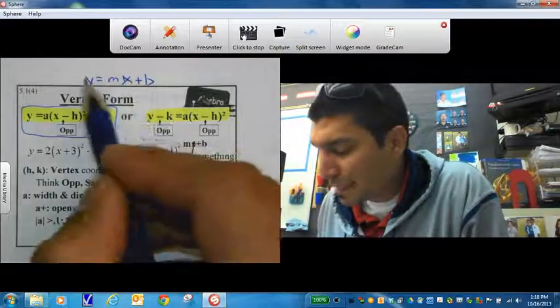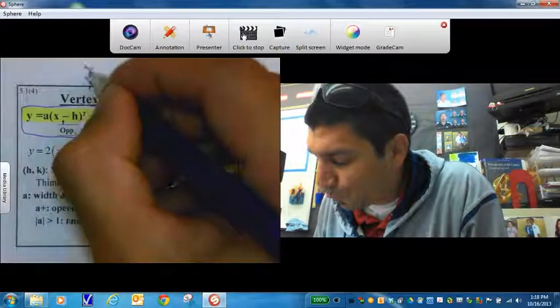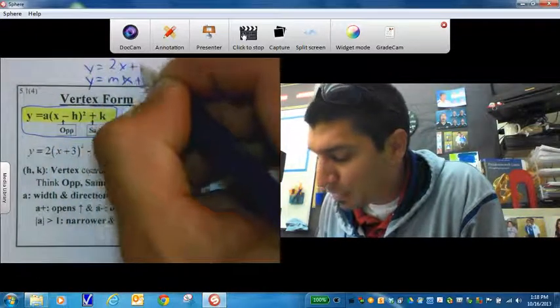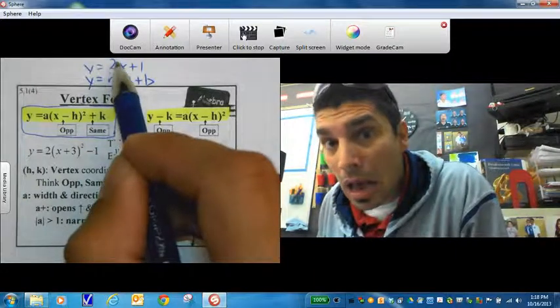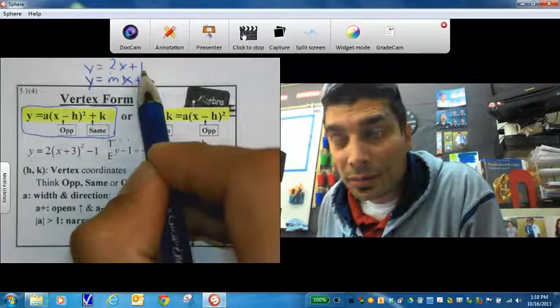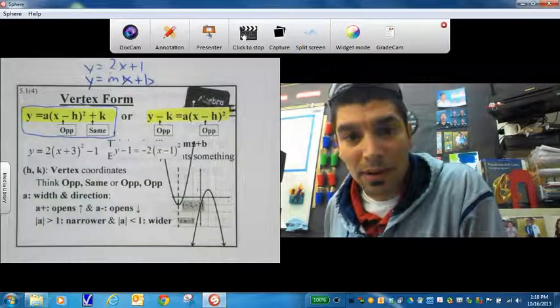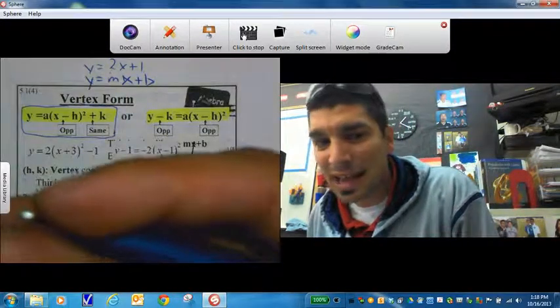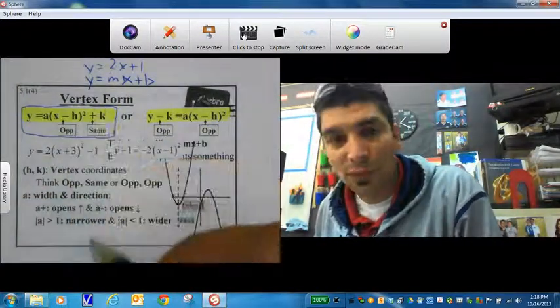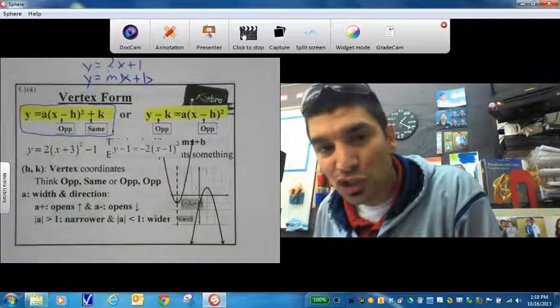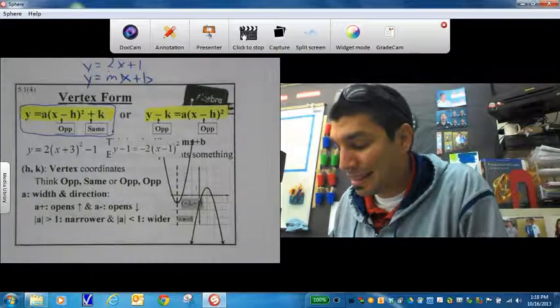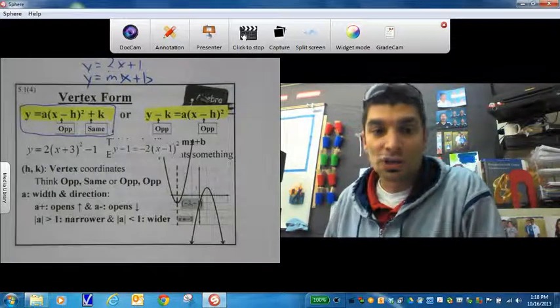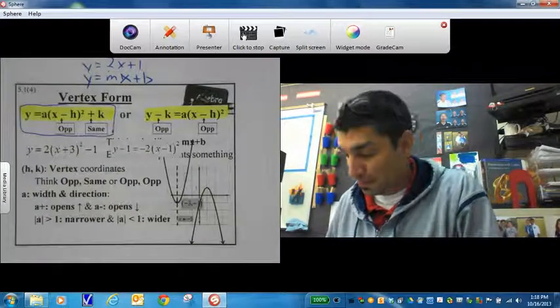And you basically learned that anything in this form, y equals 2x plus 1, you could tell me what the slope was and the y-intercept. Okay? You could tell me that. That's the same thing that's going to happen for vertex form. If I know what certain letters mean, I'm going to know exactly what I'm looking for. So let me show you what I mean.